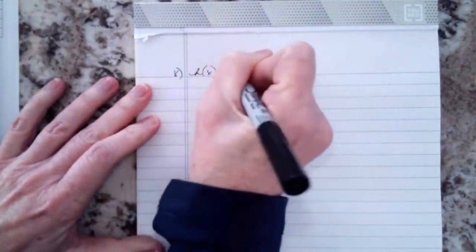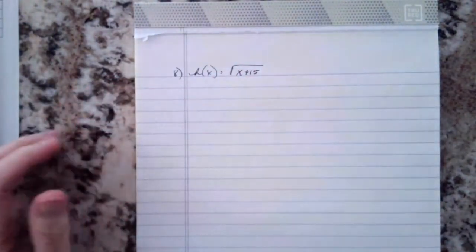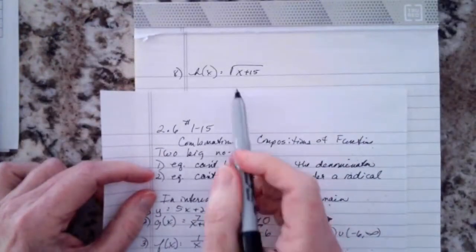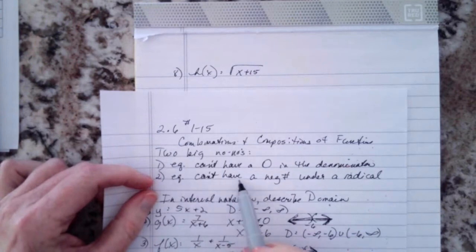Number 8, these last 3 deal with radical problems. h of x equals the square root of x plus 15. Remember, we got 2 rules, problems that we have to worry about. Can't have a 0 in the denominator. There is no denominator here, so we don't have to worry about our first big no-no for the domain. We do have to worry that our equation cannot have a negative number under the radical because we have a radical in this problem. So x plus 15 cannot sink below 0.